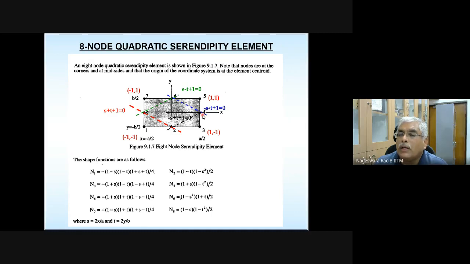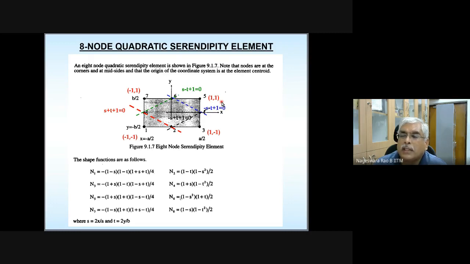So in the expression for N1, I should have s minus 1. And N1 should be equal to 0 along this edge, connecting nodes 7, 6, 5. And what is the equation of this edge? t is equal to 1, or t minus 1 is equal to 0.